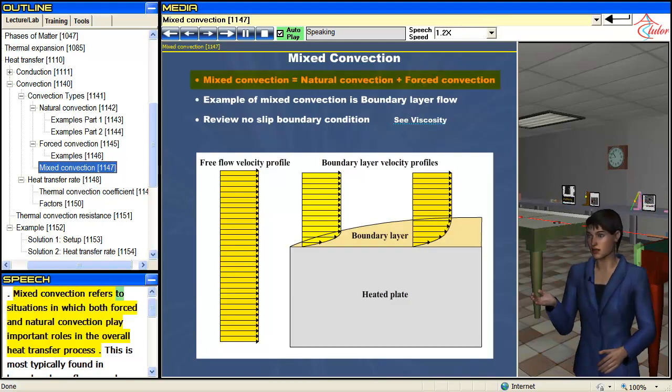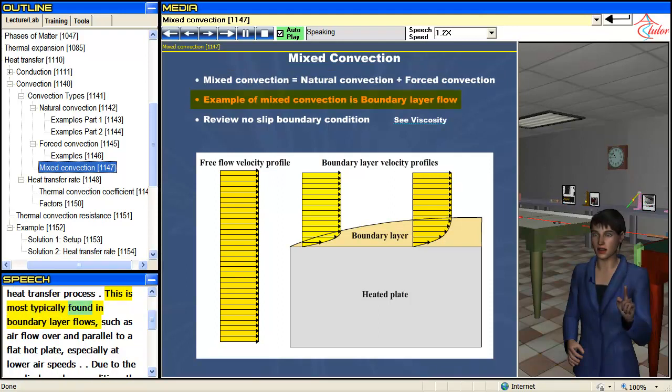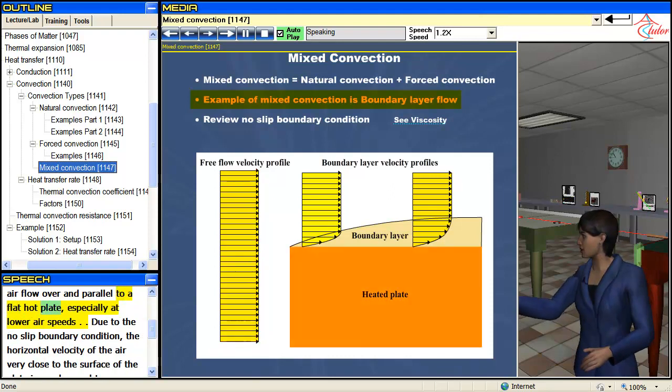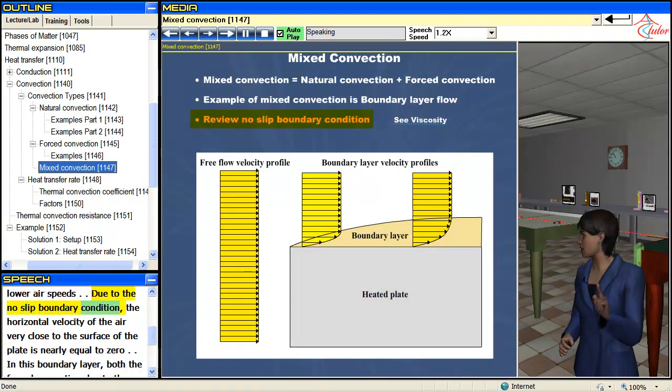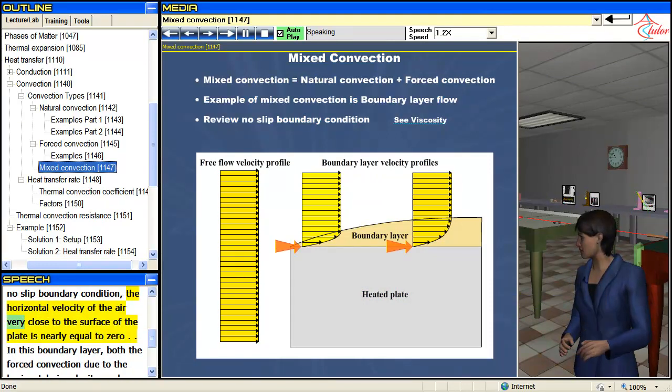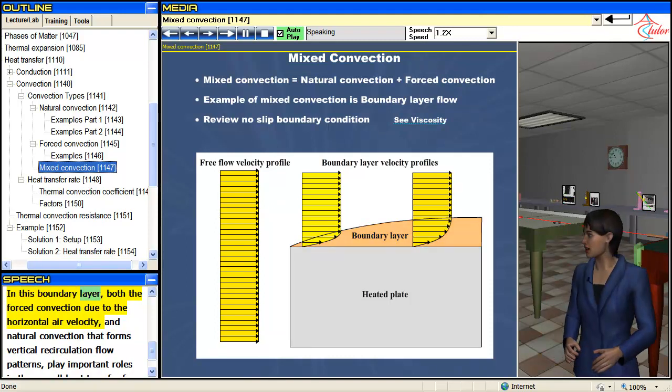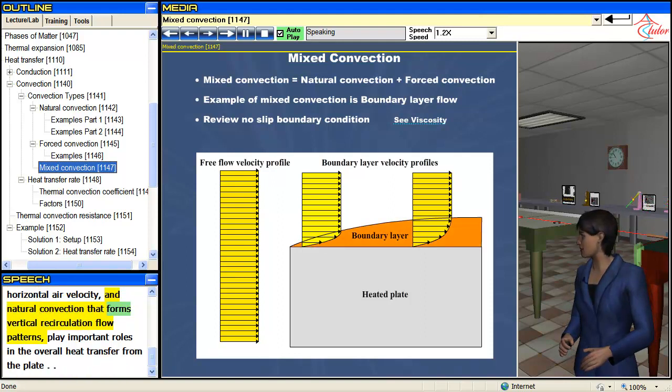Mixed convection refers to situations in which both forced and natural convection play important roles in the overall heat transfer process. This is most typically found in boundary layer flows, such as airflow over and parallel to a flat hot plate, especially at lower air speeds. Due to the no-slip boundary condition, the horizontal velocity of the air very close to the surface of the plate is nearly equal to zero. In this boundary layer, both the forced convection due to the horizontal air velocity, and natural convection that forms vertical recirculation flow patterns, play important roles in the overall heat transfer from the plate.